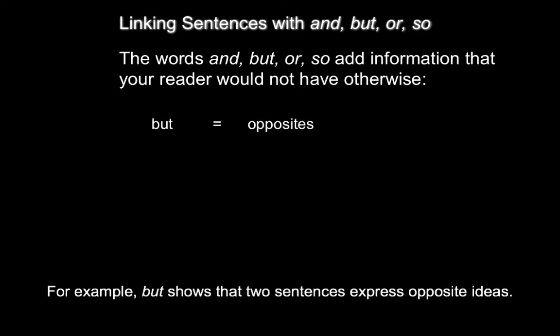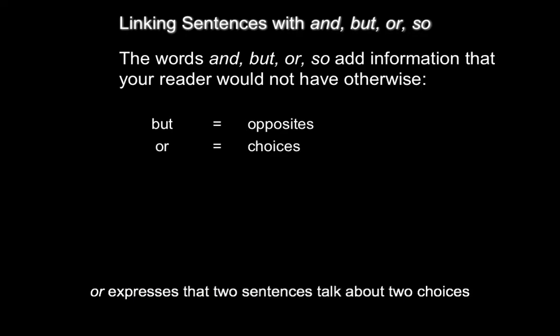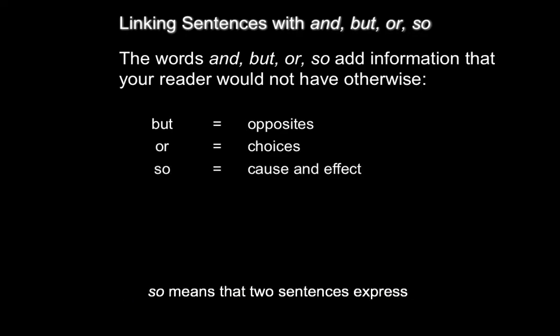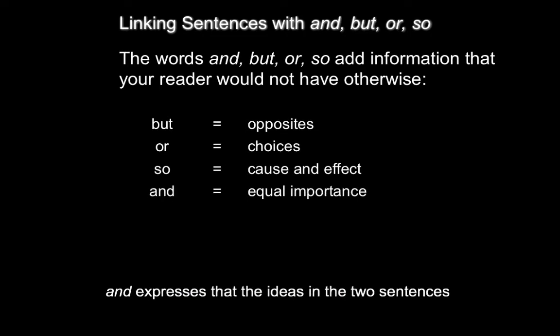For example, but shows that 2 sentences express opposite ideas, or expresses that 2 sentences talk about 2 choices. So means that 2 sentences express a cause and effect relationship, and expresses that ideas in the 2 sentences are of equal importance. Next, we'll look at examples of how these 4 words are used.